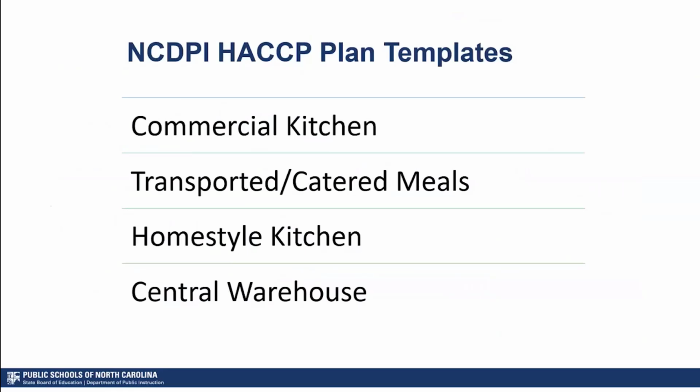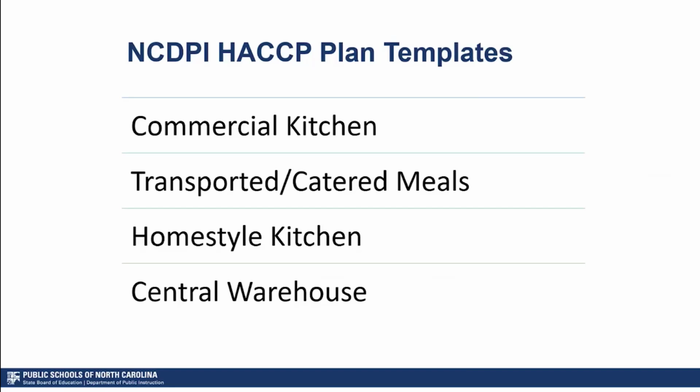NCDPI has 4 HACCP plan templates available for school food authorities to use. The one we're talking about today is the commercial kitchen template, and it's widely used for sites preparing and serving meals in a commercial type kitchen. We also have the transported or catered meals template, which is used for sites that receive meals transported from another kitchen. The home-style kitchen template is used by some residential child care institutions, or RCCIs, with domestic-style kitchens feeding students in a group home setting.